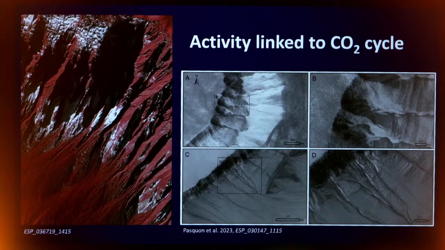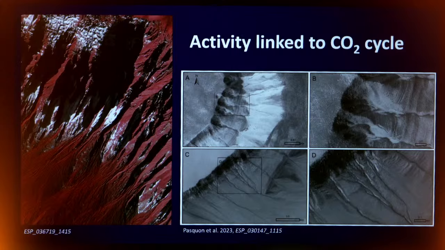And then, not much later, the first models and hypotheses were formed by Pilorget and Forget about how CO2 sublimation could cause granular flows to happen on the surface, because this is a process that we don't have on Earth.